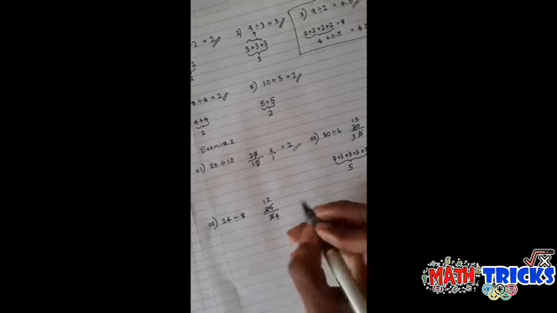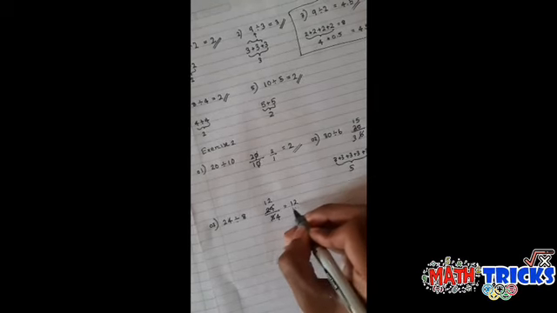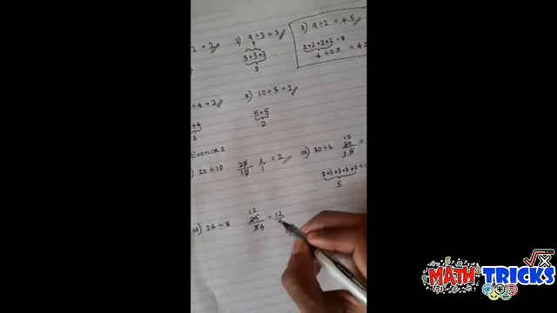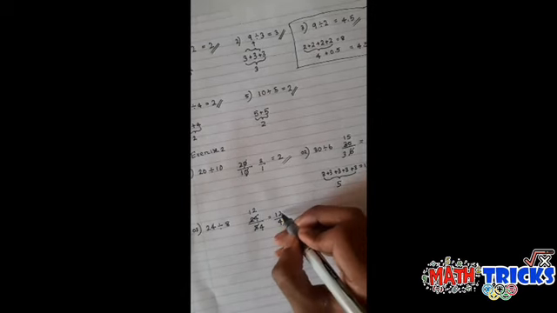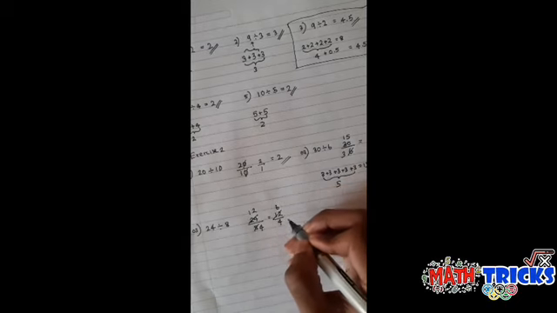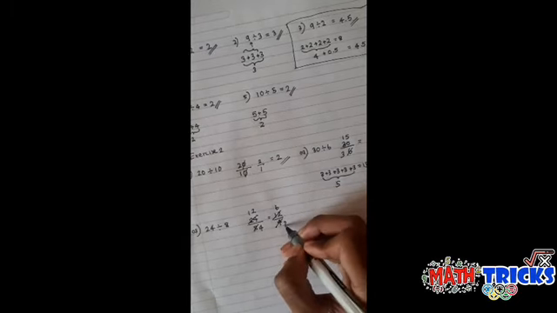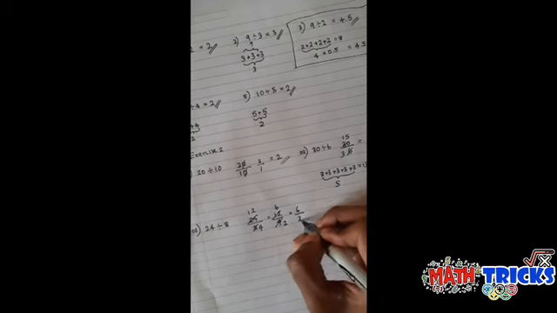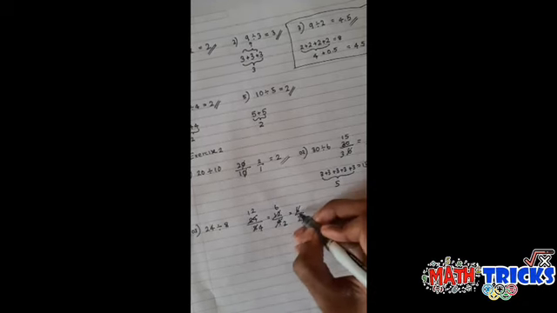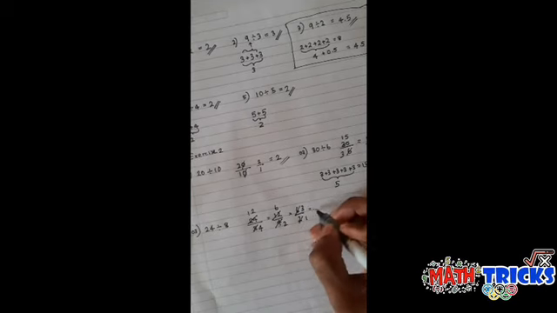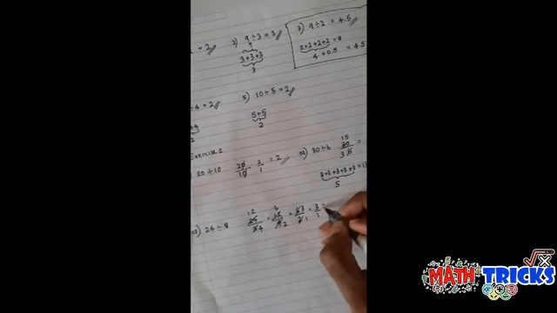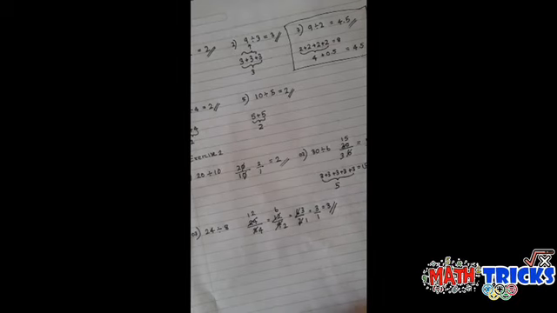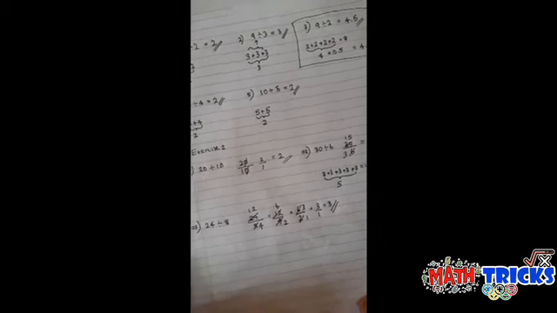Then it's 12 over 4. Then again, let's divide it by 2. There are 6 2's in 12 and 2 2's in 4. Then it's 6 over 2. Again divide by 2. It's 3 and 1. Then 3 over 1, which means it's 3. It's easy, isn't it?